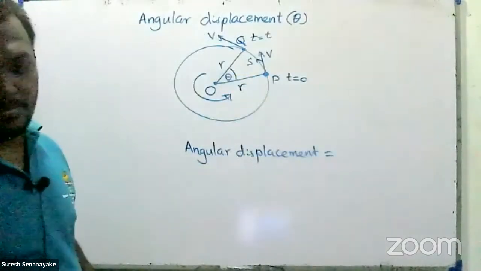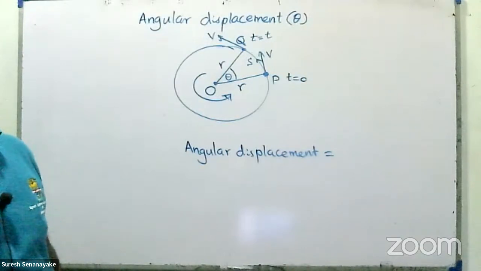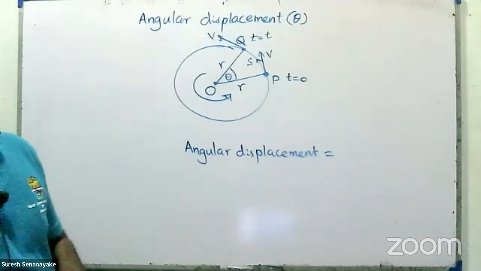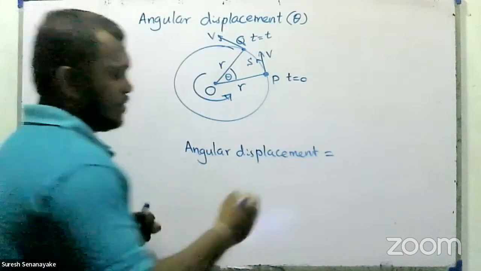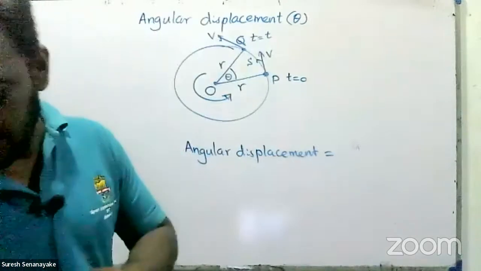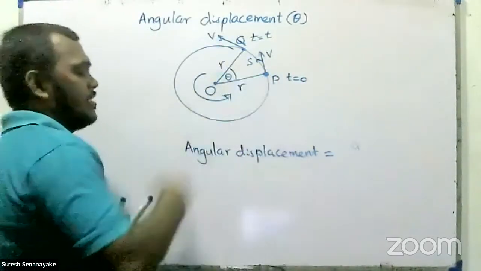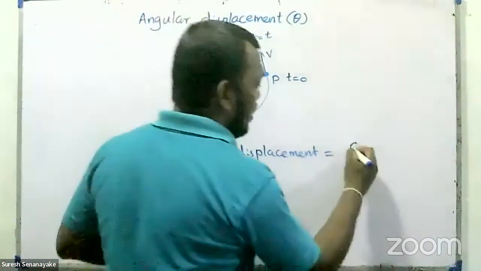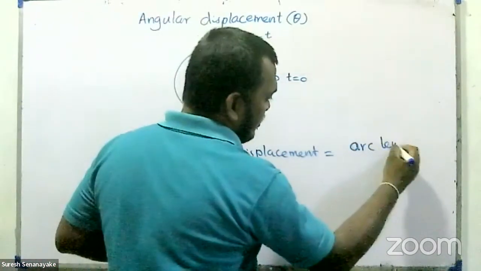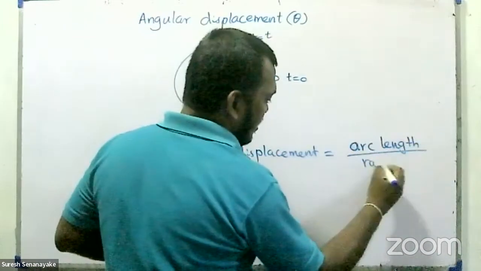Draw this diagram. With angular displacement, from the diagram you can write that it's arc length divided by the radius. In the SI system, you can write arc length divided by the radius.